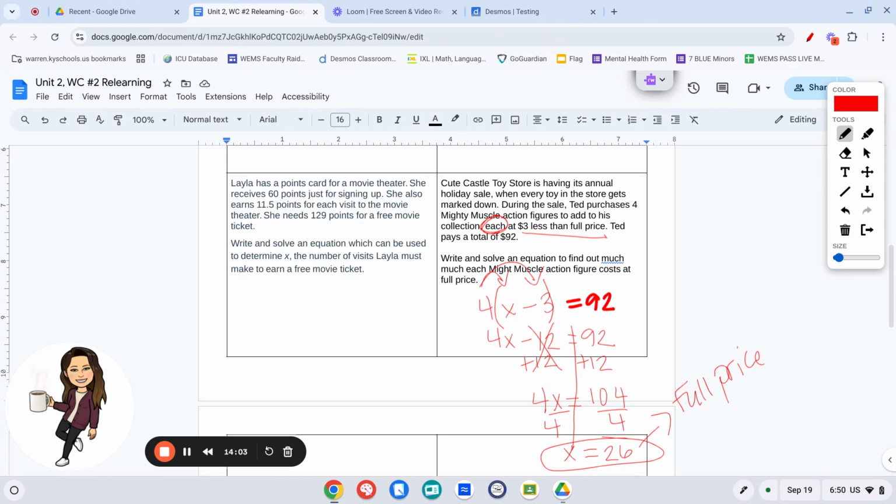Now, bonus question. He paid $3 less than full price. So you just found the full price. He actually ended up paying $23 per action figure.